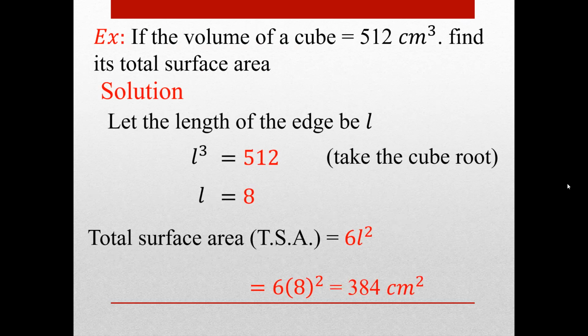Here, again, the question: the volume of the cube equals 512. Find the total surface area. Total surface area equals 6L squared. I don't know the length, so I take length cubed equals 512. I want the length, so I take the cubic root of 512, and it will be 8. So the length equals 8. I want the total surface area, which equals 6L squared. I make 6 times 8 squared equals 384.